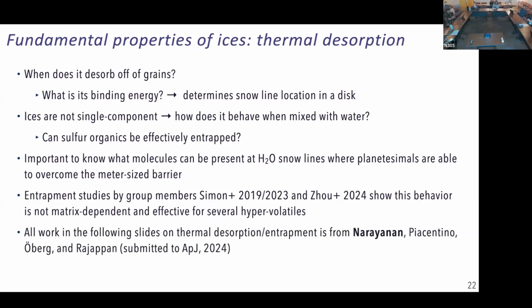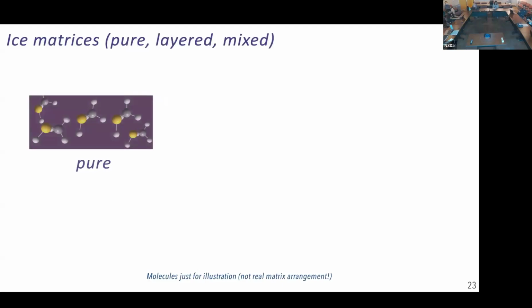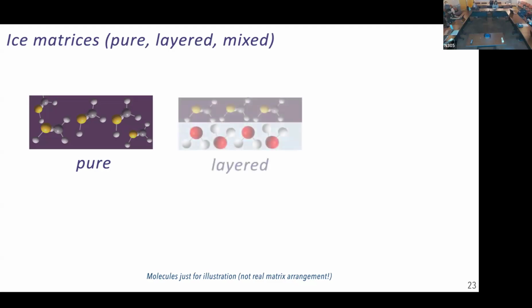So all the work in the following slides is in a paper I recently submitted. It's about the fundamental characteristics of methyl mercaptan ices. So I just want to illustrate what I mean when I talk about ice matrices, just so it makes sense. So a pure one, this is methyl mercaptan, and also these are just molecules for illustration. It's not actually how it would be arranged in a matrix. But when I say a pure one, it's just layers and layers of methyl mercaptan.